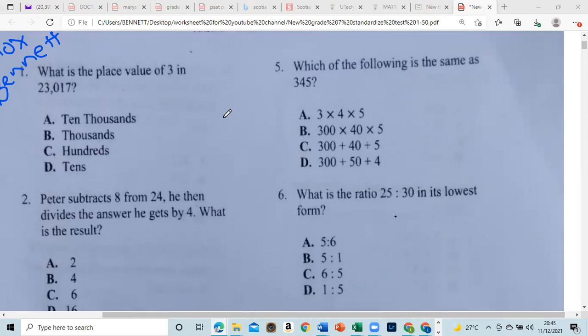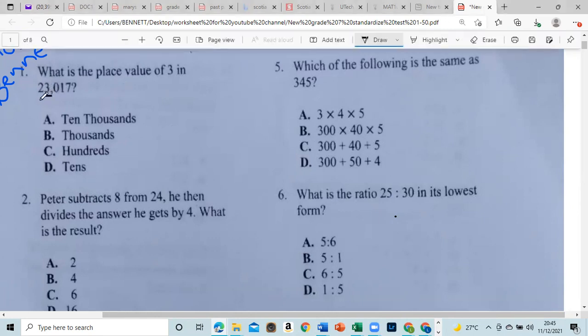All right, it says, what is the value of 3 in 23,317? As usual, they always start them off very easy, nice, and all of that. All right, so that's 3. So it's 3,000, right? It's 3,000.